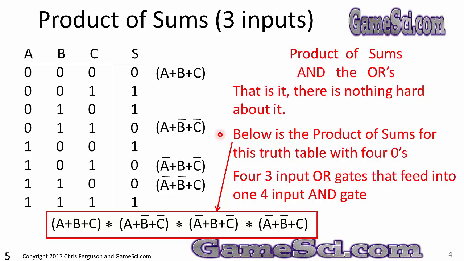Below is the product of sums for this truth table with 4 zeros. 4 3-input OR gates that feed into one 4-input AND gate. This is the entire expression when you AND all of these terms together. And that's what product of sums does. It ANDs together the not of all the inputs that output 0. Remember Sherlock Holmes. If it's not this input, and it's not this input, and it's not this input, and it's not this input, it must be one of the other inputs. It must output a 1.